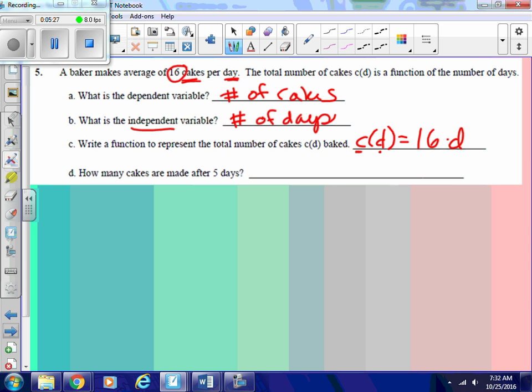How many cakes are made after 5 days? Well, now we're finding C of 5. That just means plug in 5 for D. 16 times 5 is equal to 80. What are our units? Well, they're asking us to find how many cakes, so it would be 80 cakes.